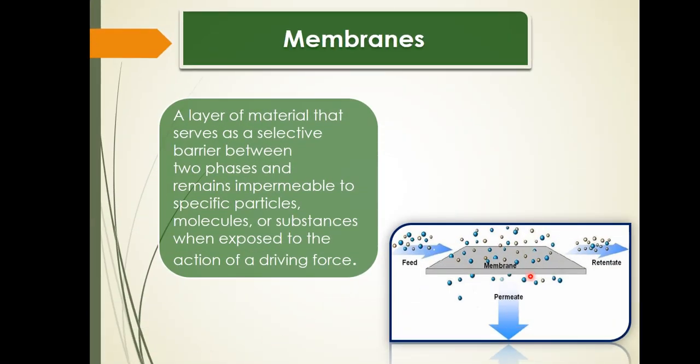Now, as to the membrane, this is a simple illustration of the membrane. The permeate passes through. The retentate did not pass through, but simply was retained or flowed on the other side. The components are separated based on the difference in their particles, molecules, sizes, or substances when exposed to the action of a driving force. So the separation can be based on the particular species in your feed, particles and molecules and other substances, but they can still be processed through your membrane through the existence of the driving force.